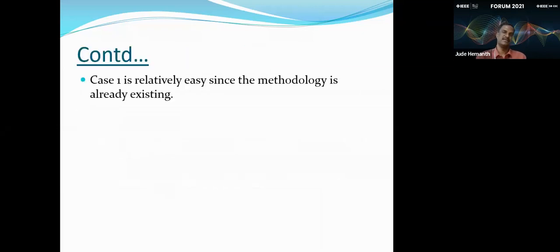Case one is relatively easy since the methodology is already existing. Some algorithms, say for example, neural networks, it is there. Some codings, GitHub, Kaggle, many sources are there. You take them and you can proceed and try to get your application done. Everybody will congratulate you and your publication will be done, right?